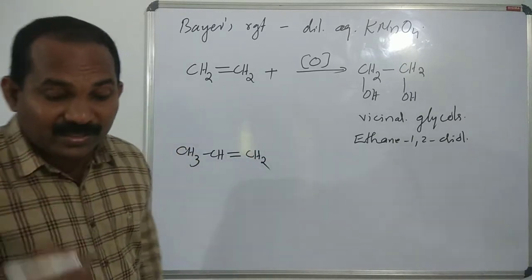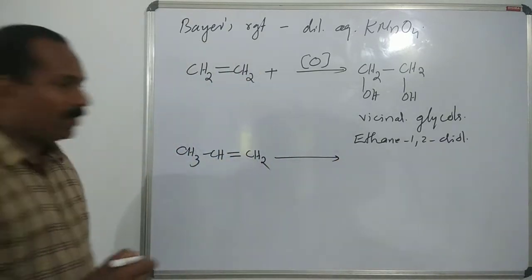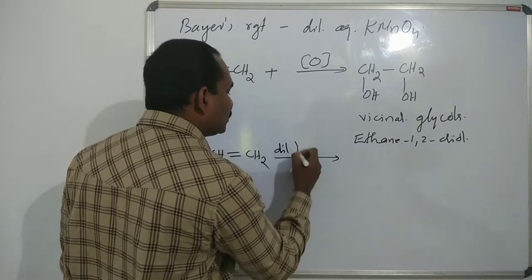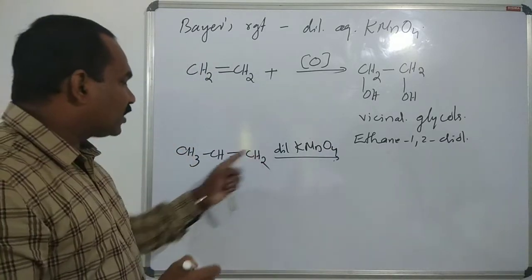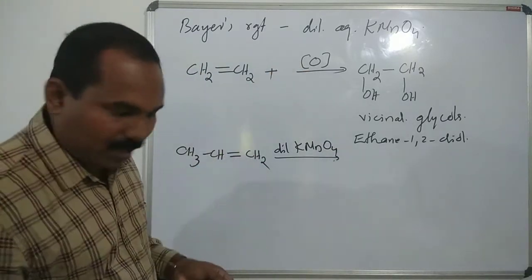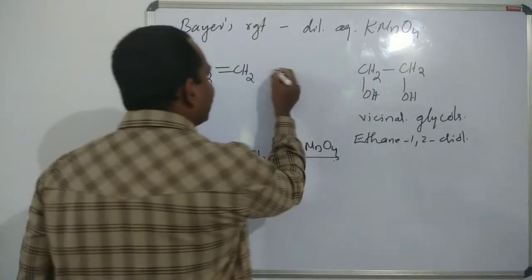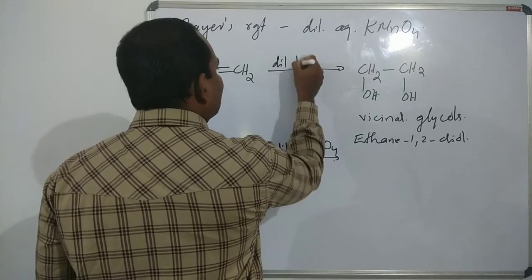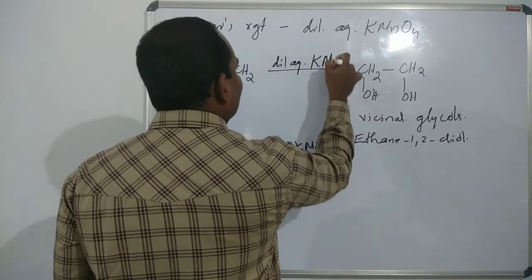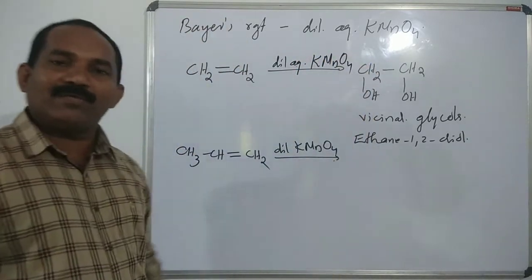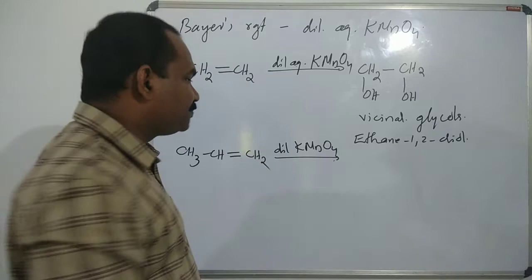Then when propene is taken, CH3 CH double bond CH2, oxidation. Oxidation means dilute KMnO4. Dilute means it contains water. When it is treated with dilute KMnO4, here also the same thing. O means the oxygen from the KMnO4. You can write here dilute aqueous KMnO4. Dilute KMnO4 is enough because dilution is usually done by adding water.